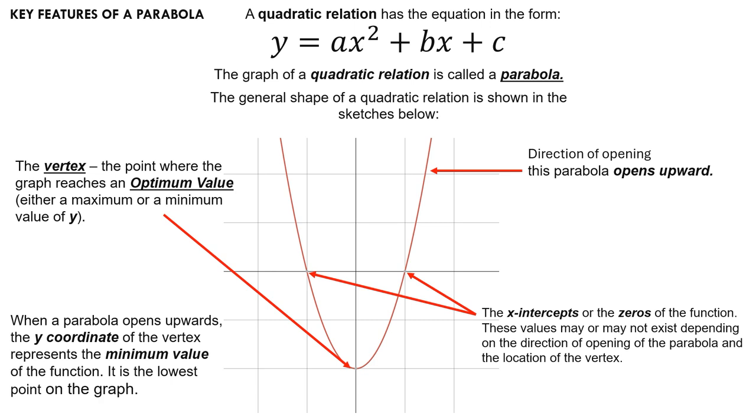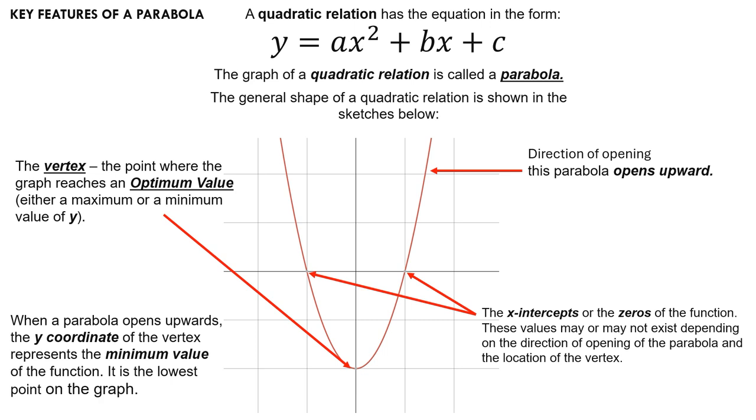The graph of a quadratic relation is called a parabola, and the general shape of a quadratic relation is shown in the sketches below. Now, by changing the values of a, b, and c, we'll change the shape and position of this parabola.